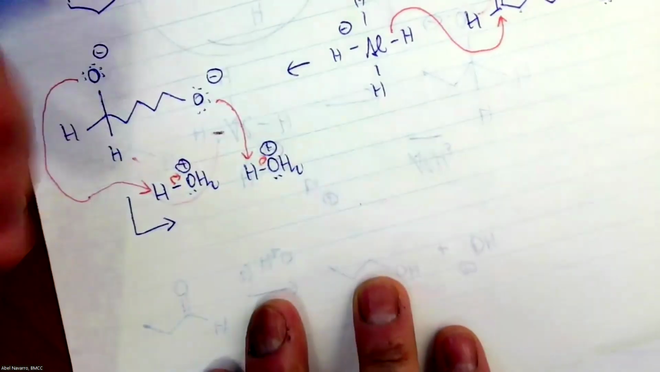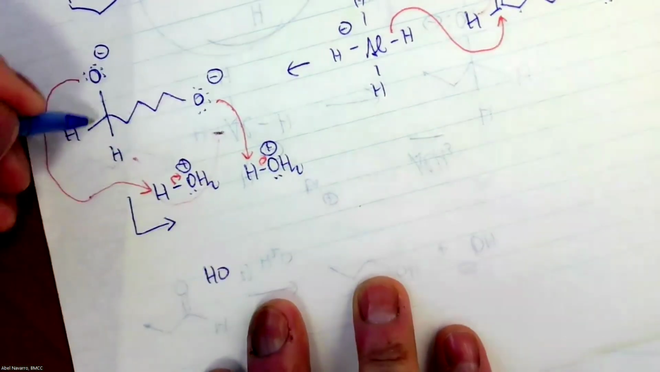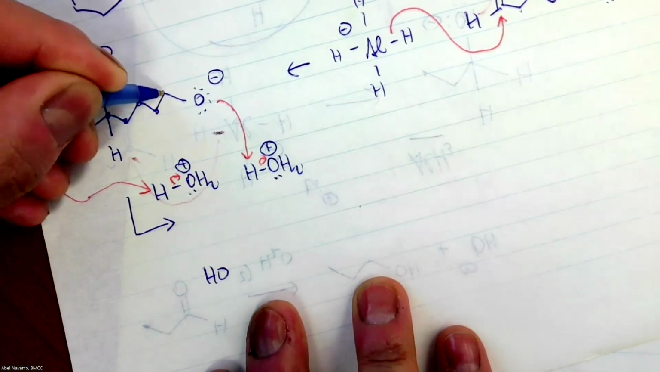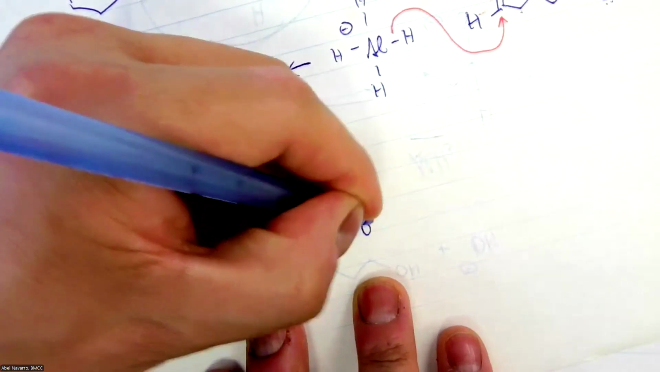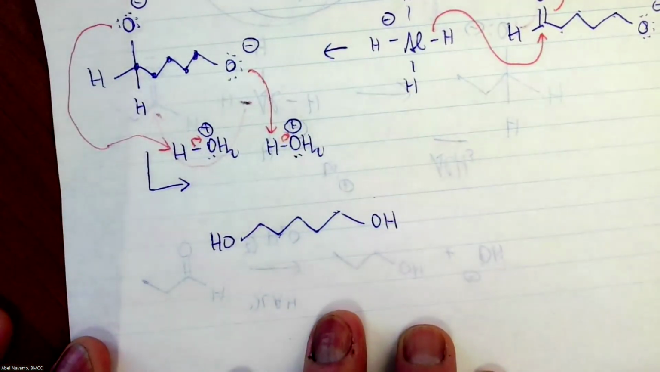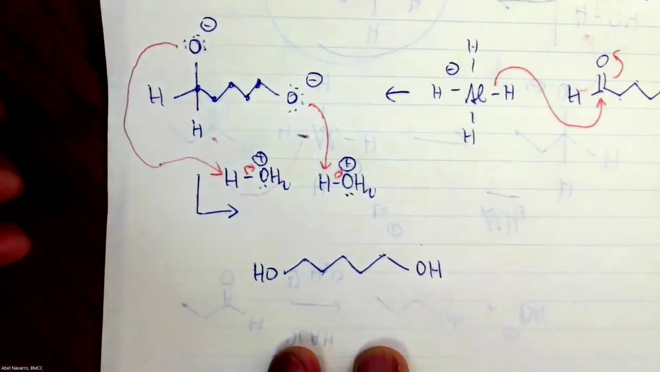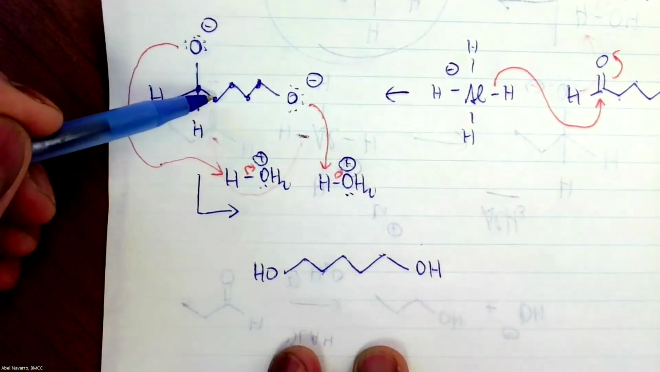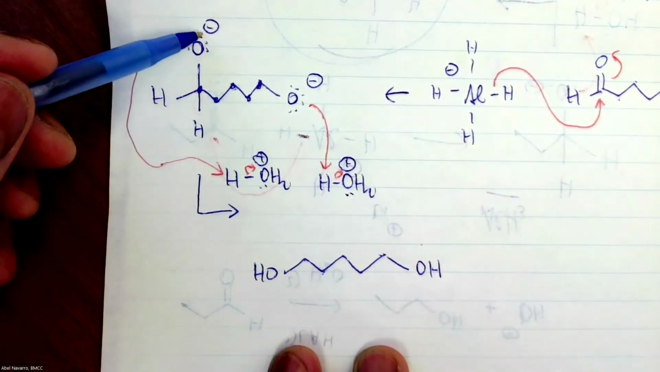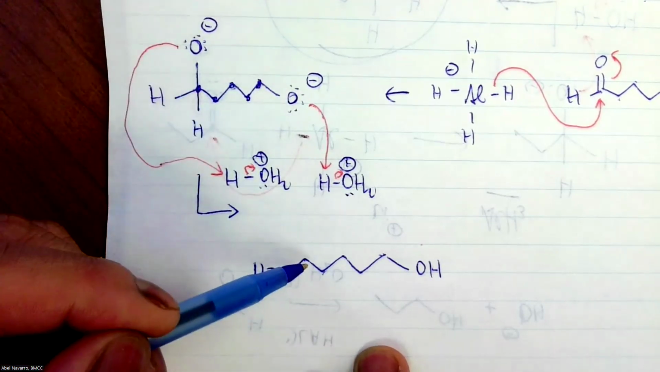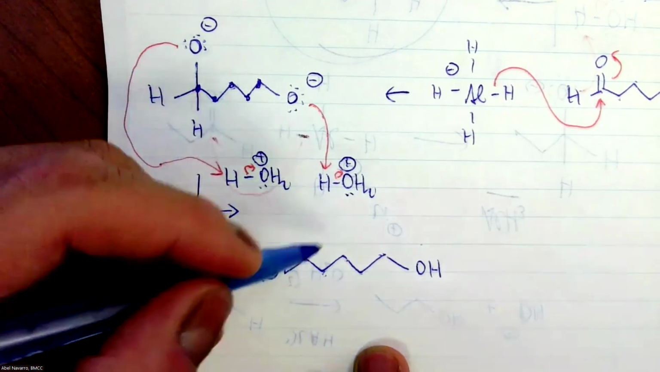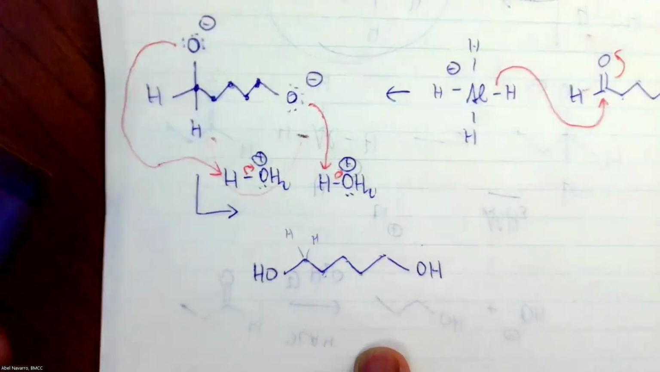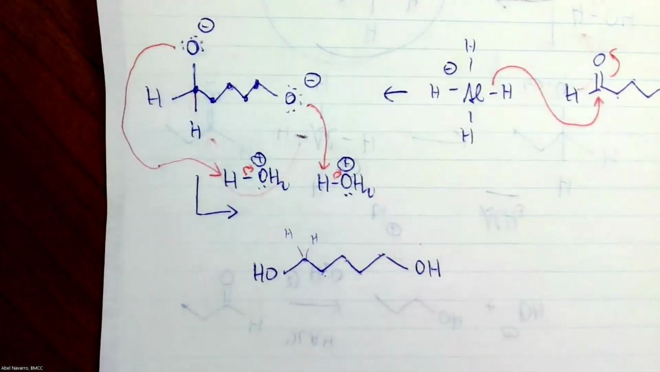So I will have 1, 2, 3, 4, 5 OH. 1, 2, 3, 4, 5. This one has OH and this one has OH. 1, 2, 3, 4, 5 OH, OH. These H2s, where are these H2s? Yeah, these H2s are here. That's it. That will be the mechanism for this reaction.